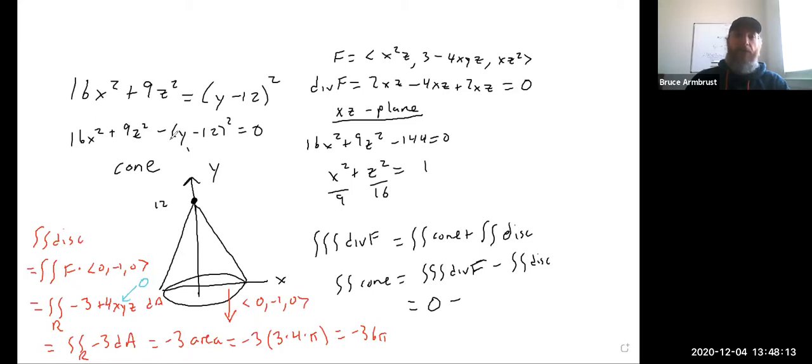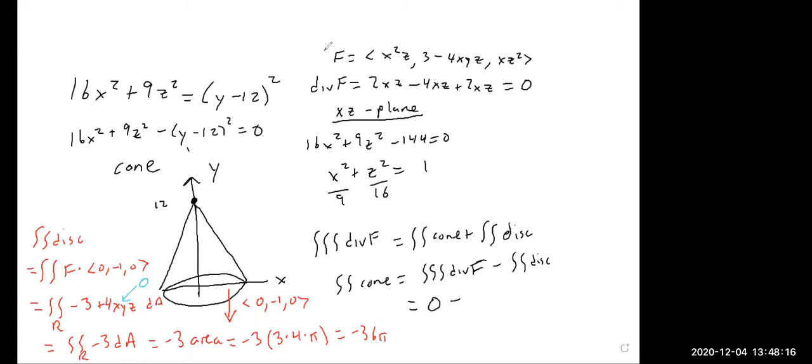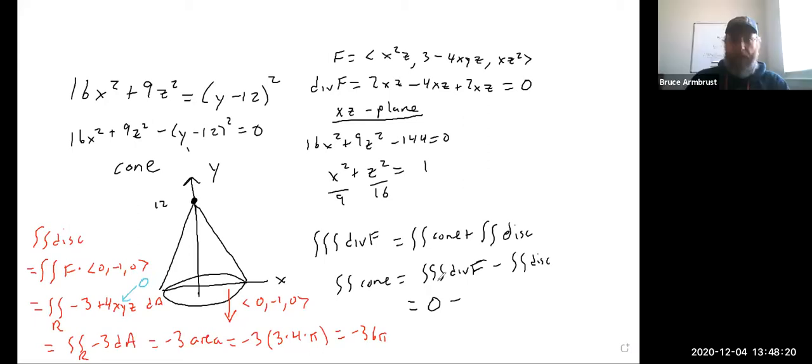So what's the flux through the cone then? 36 pi. It's positive 36 pi. So minus -36. All right, so there's an example of where the divergence theorem can actually be pretty quick. I don't know if it's actually better or not than just doing the integral at the start.